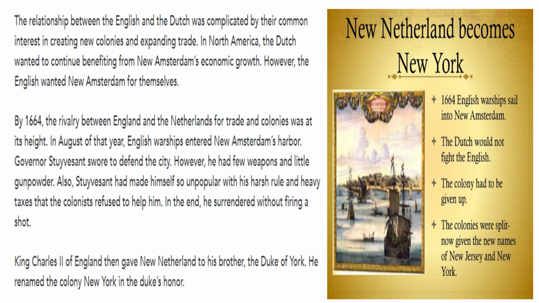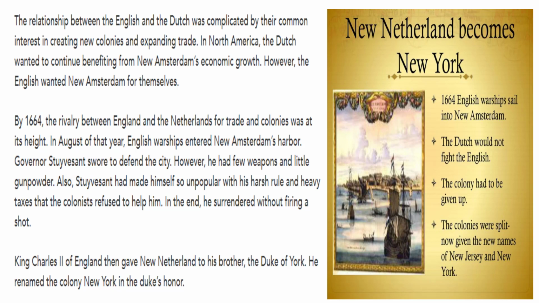King Charles II of England then gave New Netherland to his brother, the Duke of York. He renamed the colony New York in the Duke's honor, and that's how New Netherland becomes New York. And that is how our country, the United States of America, achieved its most populated city, New York City. And there you have it. Pretty cool.